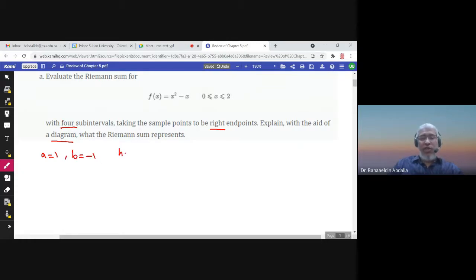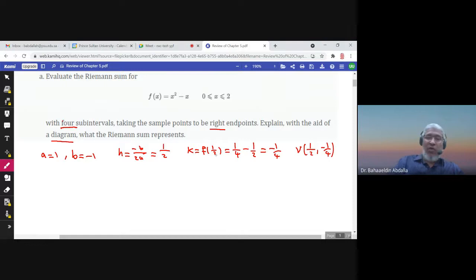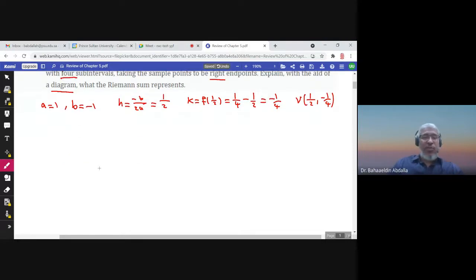We know that h is negative b over 2a, so it would be 1 over 2, and k is f of h, so it would be f of half, so it is half squared, which is 1 over 4, minus half, which is negative 1 over 4. So the vertex of this parabola is half and negative 1 over 4. And since A is positive, the parabola opens upwards.